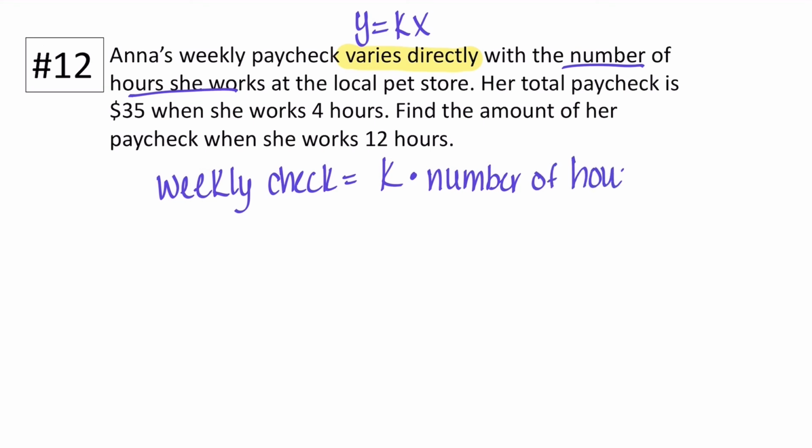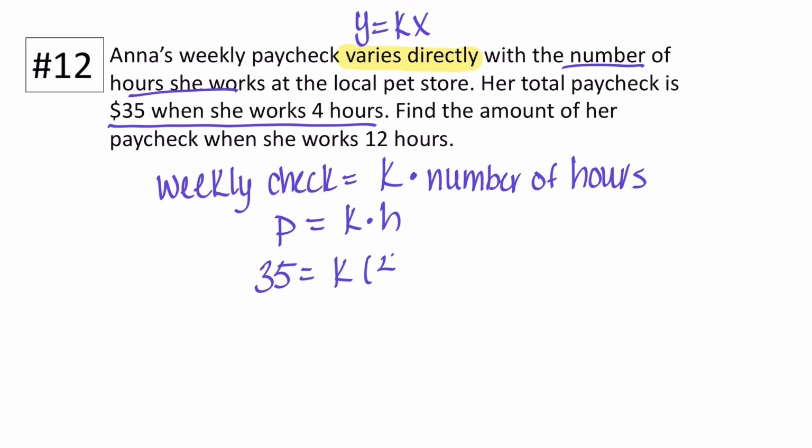So in this problem, it doesn't give us variables, so we can just make up our own. So we can call the weekly paycheck, let's call that P. And so P equals K times the number of hours, which is H. So now we were given a situation, $35 when she works 4 hours. Remember, we can use that to figure out the value of K. So we have 35 equals K times the number of hours, which is 4.